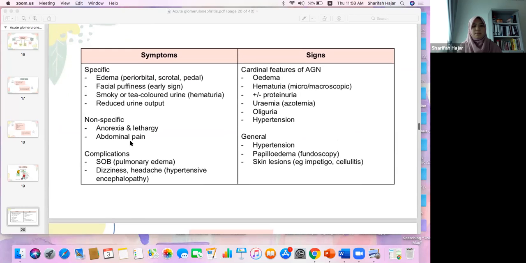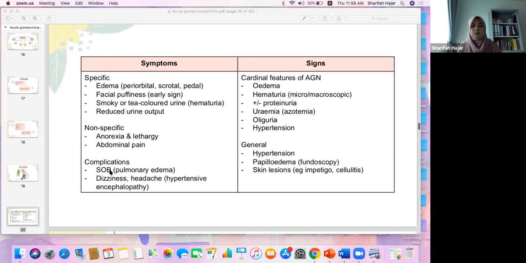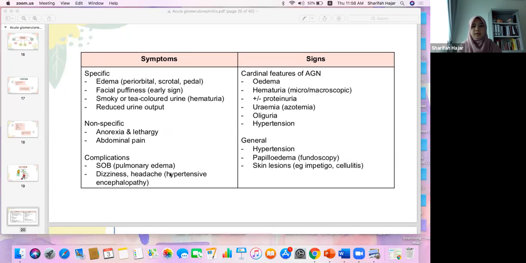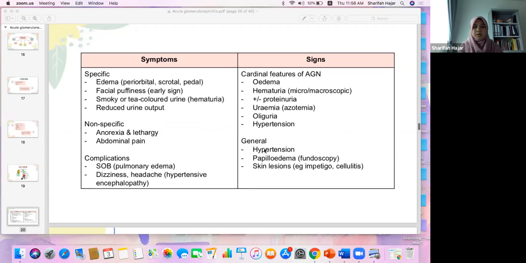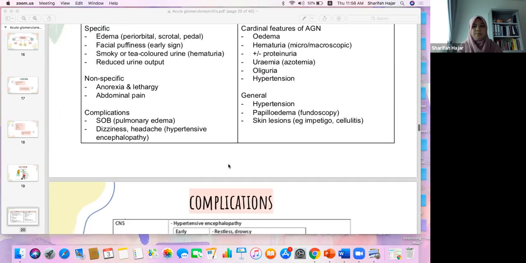So for complication, patient may have shortness of breath because of the pulmonary edema, dizziness, headache because of the hypertensive encephalopathy. For the signs, we can look for the cardinal features of AGN, which are edema, hematuria, with or without proteinuria, uremia, oliguria, and also hypertension. For general sign, can look at the hypertension, papilledema, and also any skin lesions.